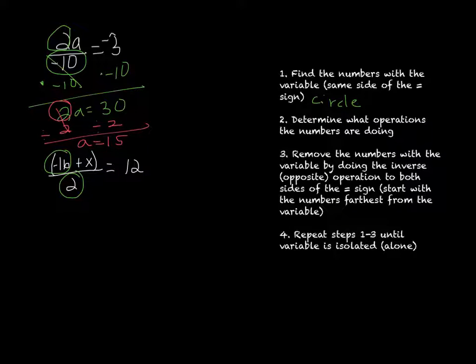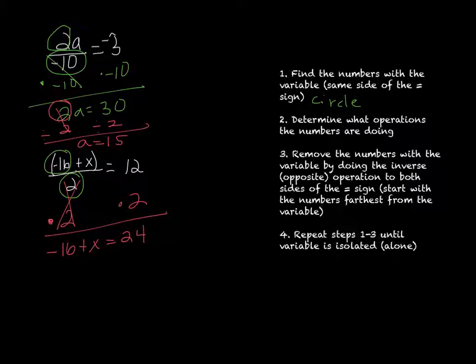We need to, for step 3, remove the numbers with the variable by doing the inverse operation to both sides of the equal sign, and we're going to start with the number furthest from the variable. Our furthest from the variable number is 2. Okay, to get rid of that, it's dividing, so we have to multiply by 2 both sides. Oh, I don't know why I keep making that X for multiply. You need to make it a habit to make a dot. 2, 2. It's going to cancel the 2 here. We're going to be left with 16 plus X equals 24.